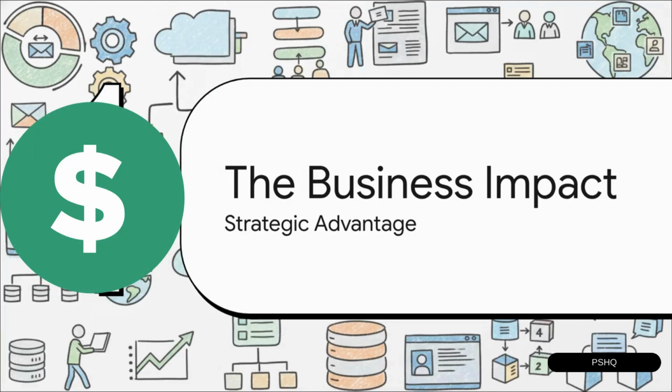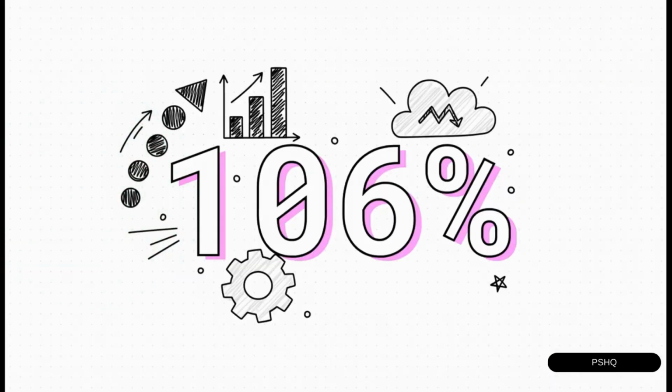Okay, so we've covered the what and the how. Now for the question that really matters. Why? Why should we invest in this platform and this methodology? Let's talk about the actual tangible impact on the business. The numbers are pretty hard to argue with. A big Forrester study that looked at real customer results found that organizations using D365 for their ERP saw an average return on investment of 106% over just 3 years.